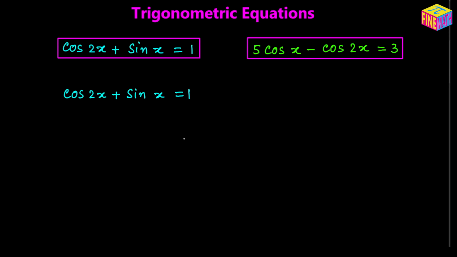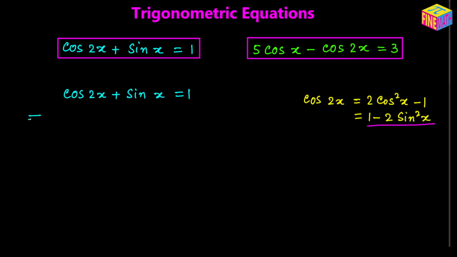Now we know that cosine of 2 times x is equal to 2 times cosine squared of x minus 1. Also it is equal to 1 minus 2 times sine squared of x. Since we already have a term of sine of x, I am going to use this expansion right here, which is 1 minus 2 times sine squared of x, and then it will be easy to solve, right? So let's use that expansion.